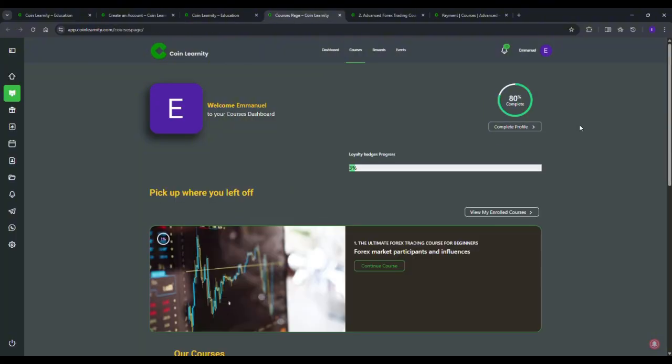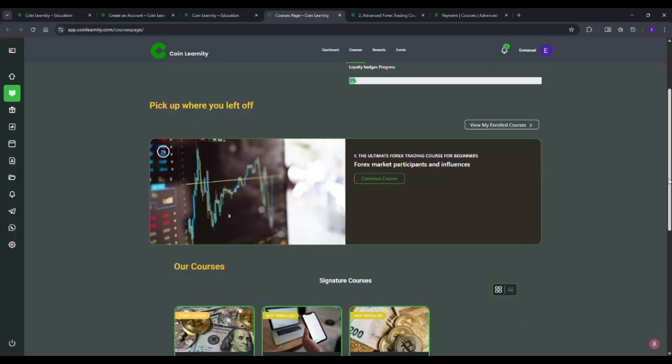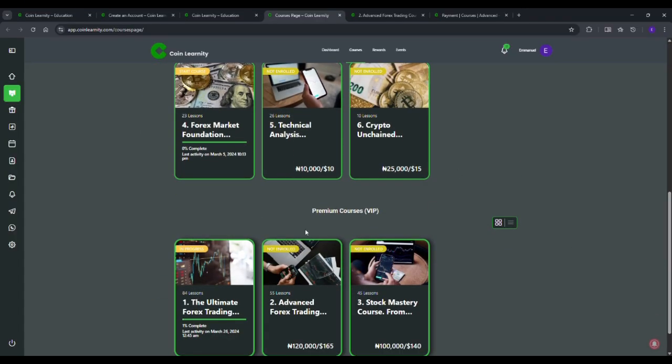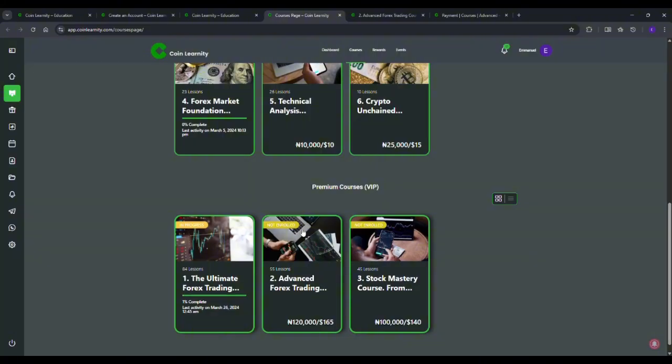Now, after clicking on the course icon in the previous page, that should bring you to this page, which is our course page. If you scroll to the bottom, you're going to see the list of courses we have here. If you want to learn more concepts like the one taught in this video, you can take up any of the premium courses here. We have the ultimate forex trading course, and also the advanced forex trading course. These are the courses that contain the ICT concepts. So let's say I want to purchase the advanced trading course. What I need to do is to click on it and give it time to load.